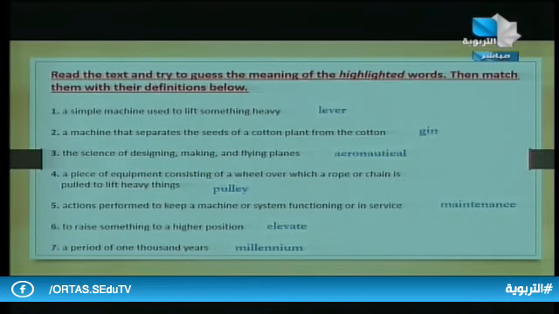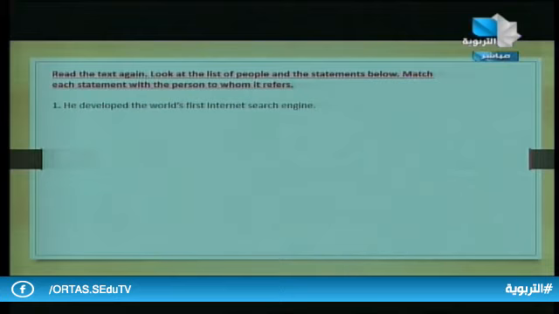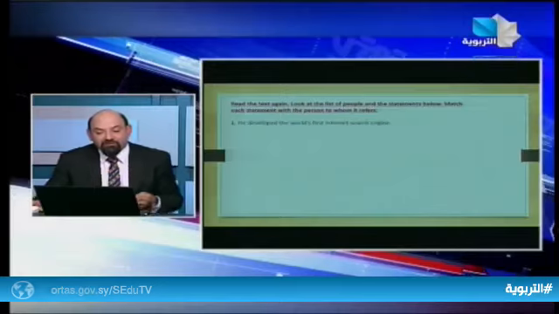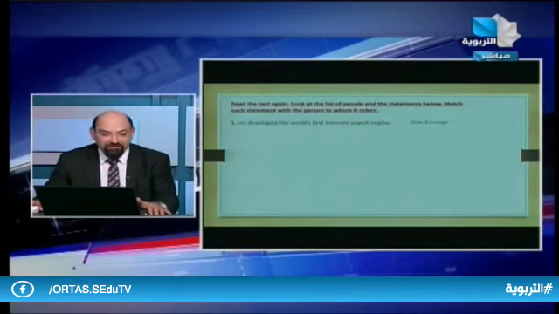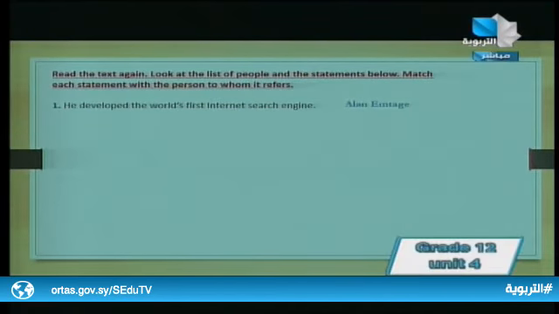Let's go on. Now we have another exercise. Read the text again. Look at the list of people and the statements below. Match each statement with the person to whom it refers. The first sentence, number 1: He developed the world's first internet search engine. And this is talking about Mr. Alan Emtage. Who developed the world's first internet search engine? The engineer Alan Emtage. Yes.